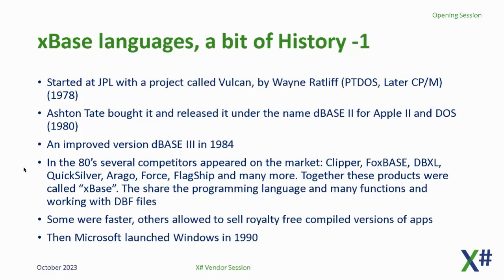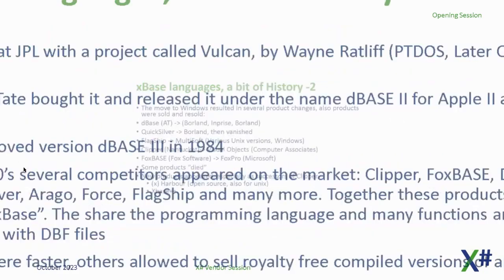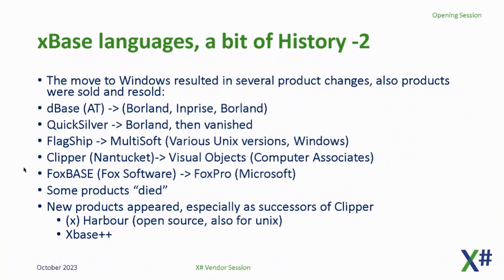Anyway, many of these programs were living side by side, and things changed when Microsoft launched Windows in 1990. This is a long time ago. The move to Windows resulted in several product changes because going to Windows meant you had to change your user interface. You had to use a GUI like Windows. So you see here several names of companies, and they all had products for Windows. DBase had a product, Quicksilver, and what happened over those years is that some of these products died. Basically, the vendors decided the market was not big enough to justify investments, so these products died.